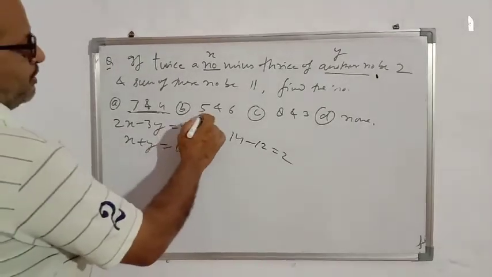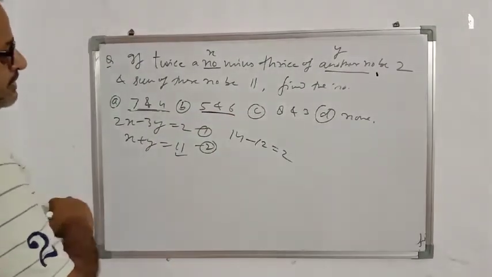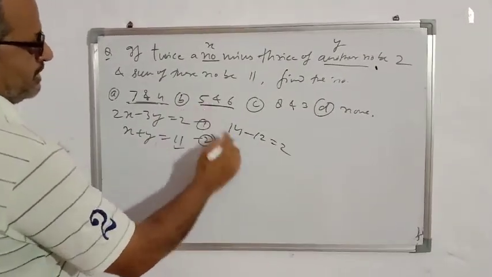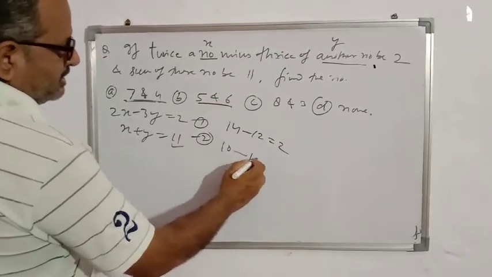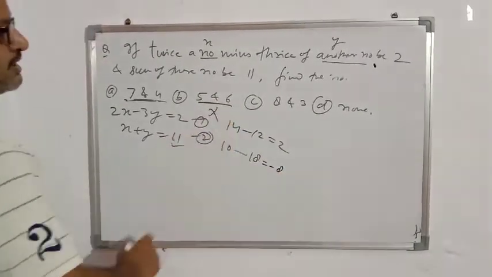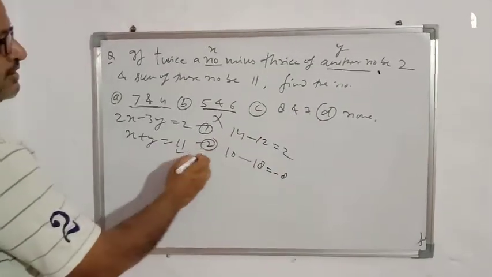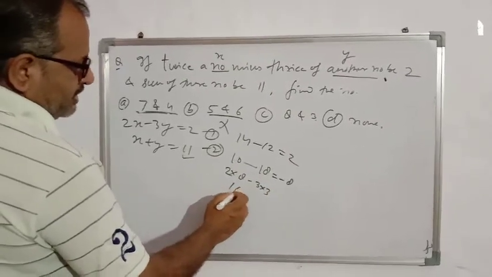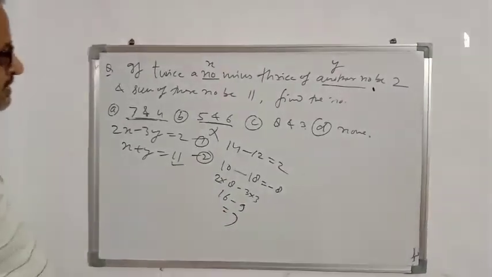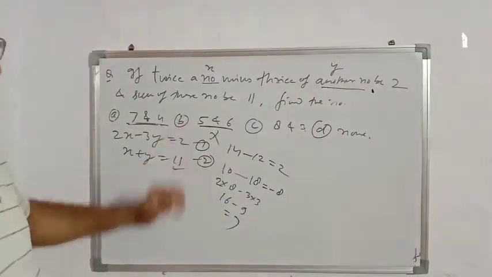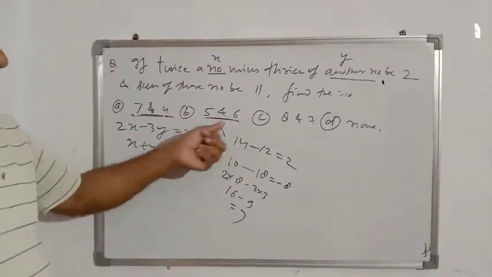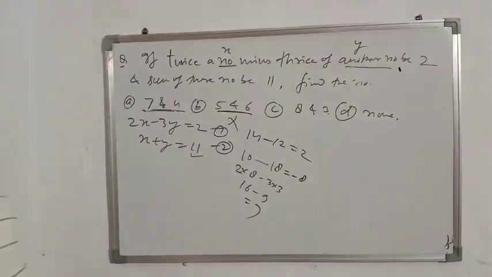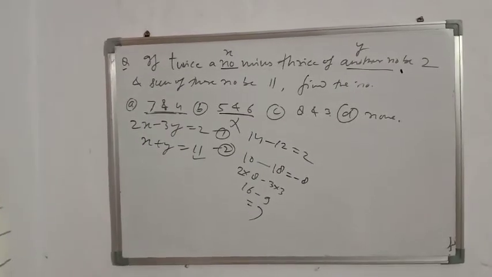Here in the second one, 5 plus 6 also comes to 11. But twice of a number means 2 times 5 is 10, minus thrice of another number, 3 times 6 is 18. It will come to minus 8. So it is not correct. Third one, 8 plus 3, again 11. But twice of a number, 2 into 8 minus 3 into 3, is 16 minus 9. 7 is coming, 2 is not coming. So the first one is correct. So with the help of the options, you can give the answer. If you solve it properly, it will take time, and time is only 45 minutes for 25 questions.